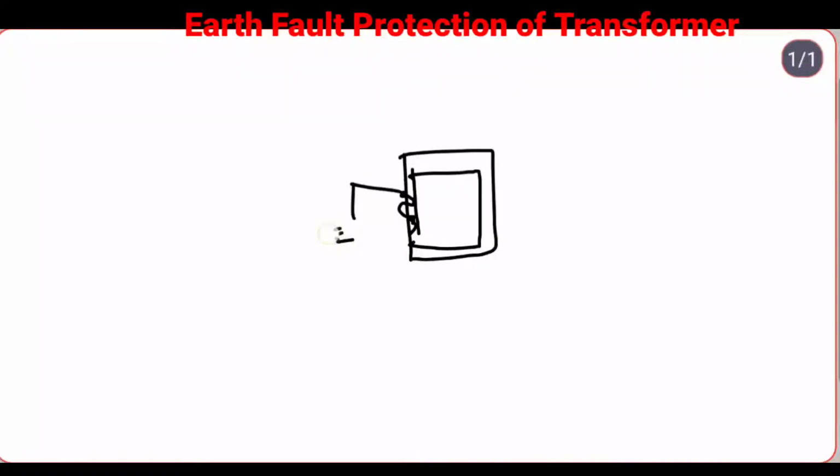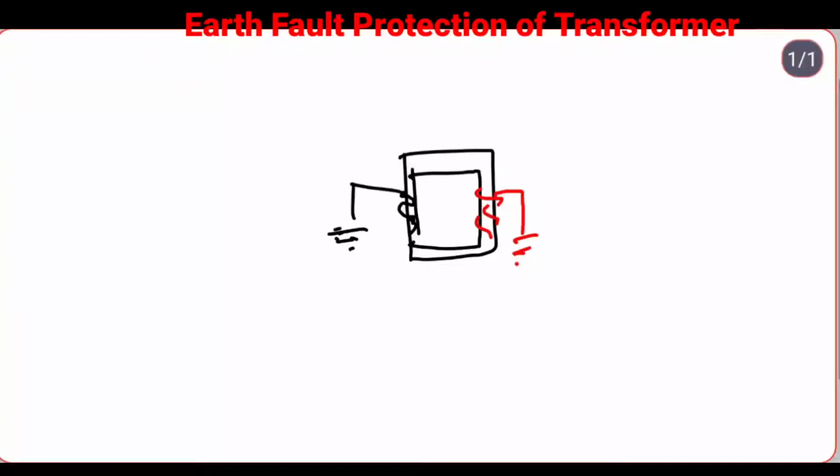The earth fault usually involves a partial breakdown of winding insulation. On the core we have the winding. If the winding insulation partially breaks down and is connected to earth, the resulting leakage current, which is less than the short circuit current, will move to the earth. The winding which is located here, if its insulation partially breaks down, a current less than the short circuit current moves to the earth.